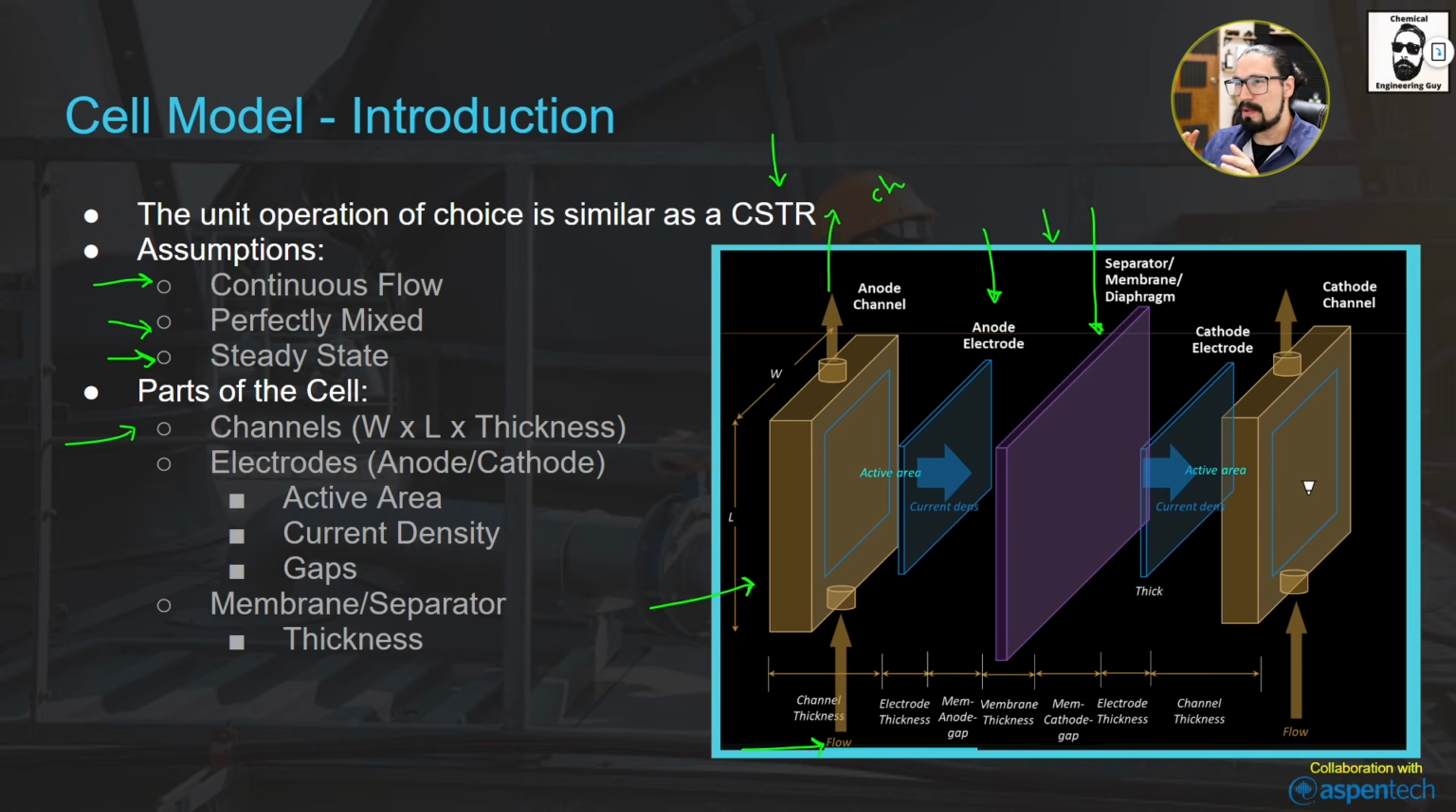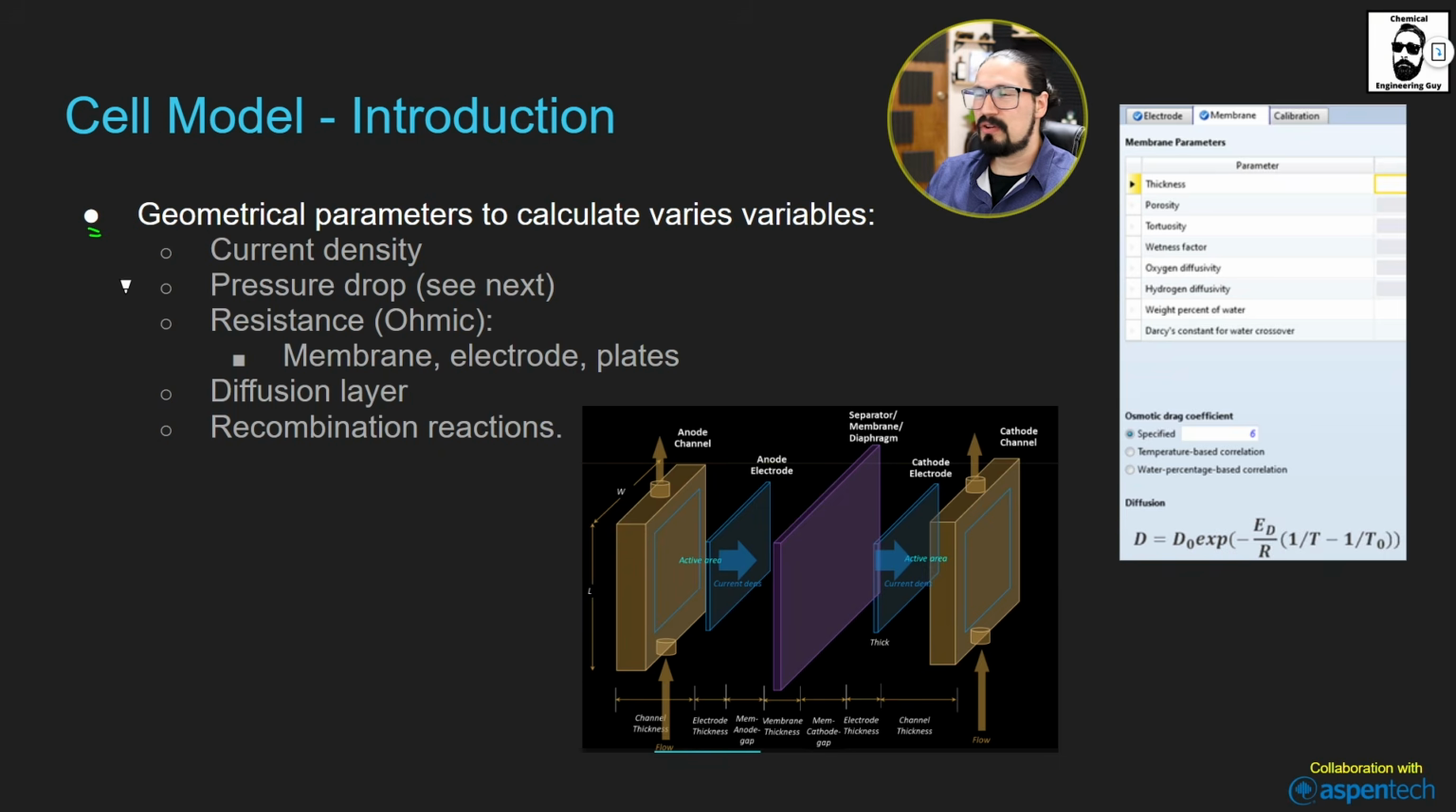But for now, it is important to understand the fundamentals, the science behind all this. And geometry is going to be affecting the following. Number one, current density. So of course we know that the area of exchange or reaction is going to be affected, and of course the thickness of the membrane and the electrodes. Not only that, guys, we are going to account for pressure drop.